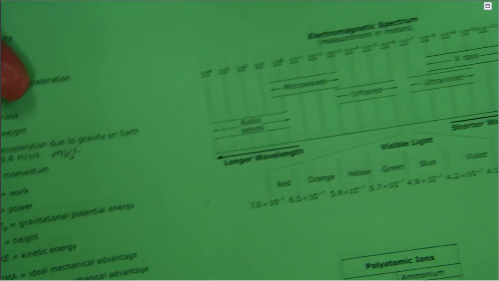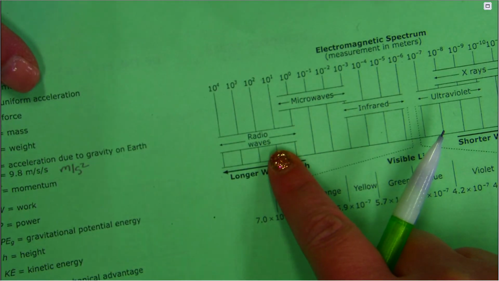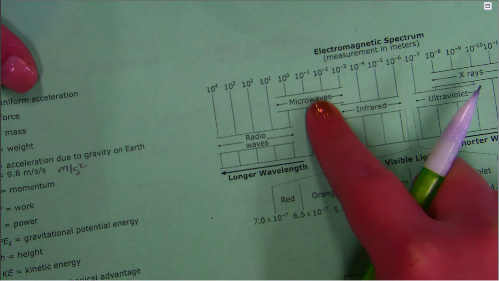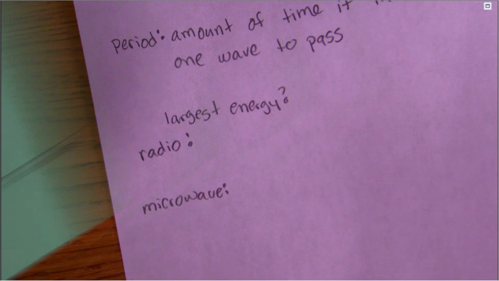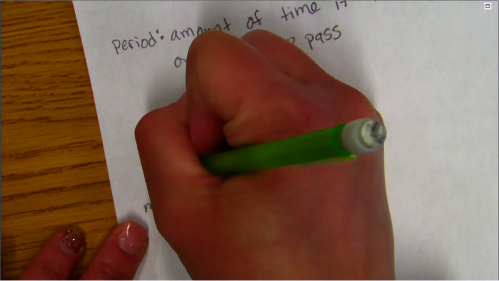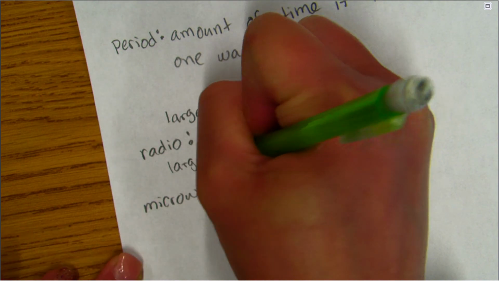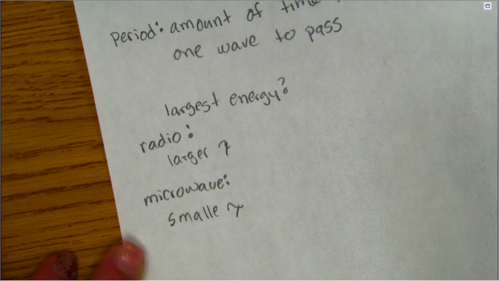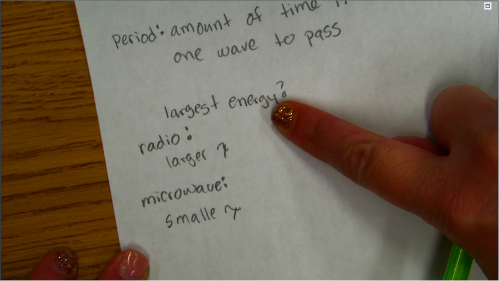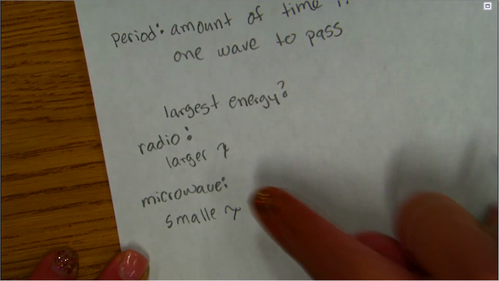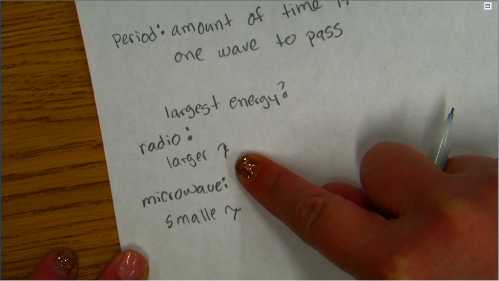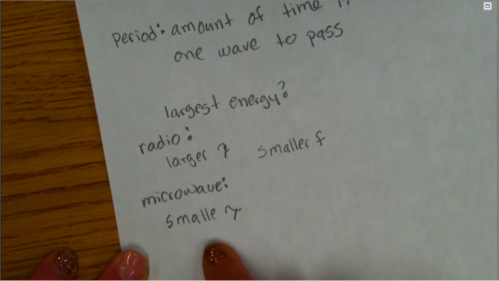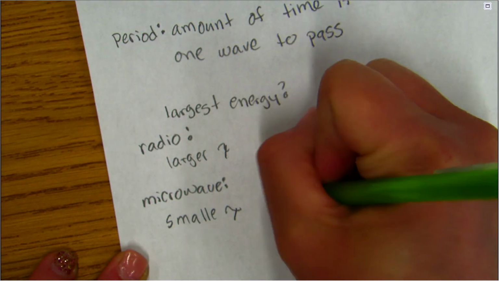So when I look at my electromagnetic spectrum, I notice radio waves have a longer wavelength than microwaves. So radio waves have a larger wavelength. Microwaves have a smaller wavelength. Now we're going to energy. A larger wavelength has a smaller frequency. A smaller wavelength has a larger frequency.